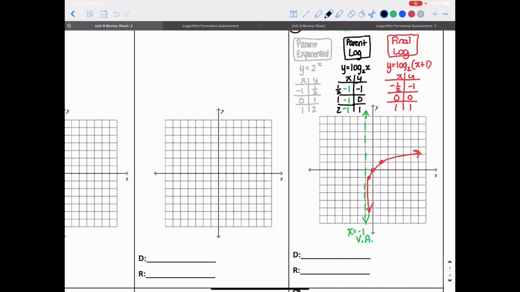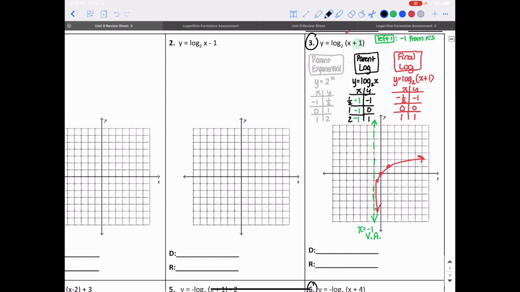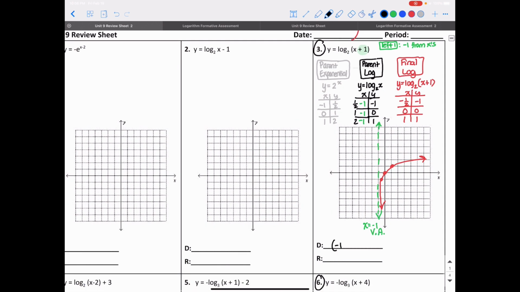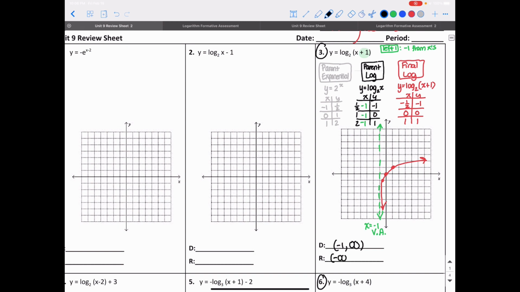My domain for this function is going to be, I have my x values start at -1, and then that's not included, so I put a parentheses on that, to +∞. And then for my range, I know I'm going from -∞ to +∞. That's all y values are included.